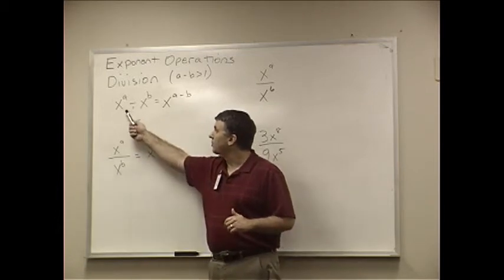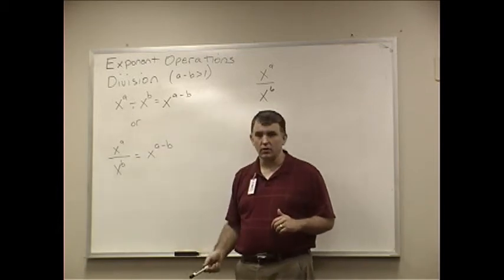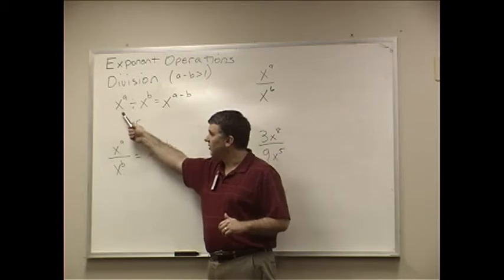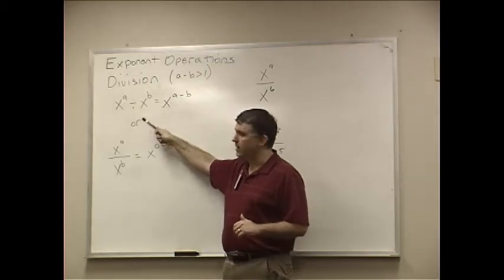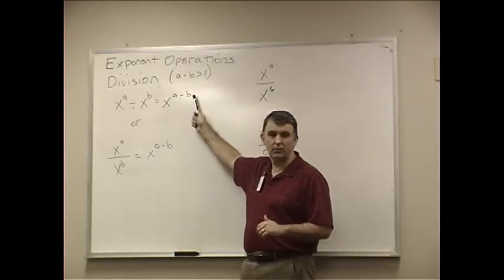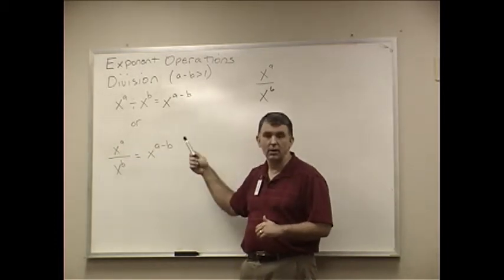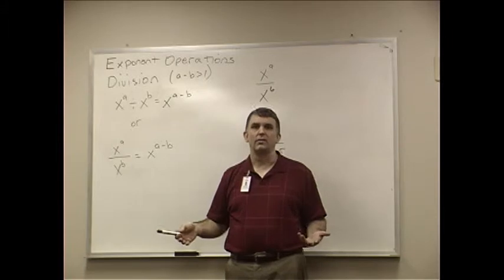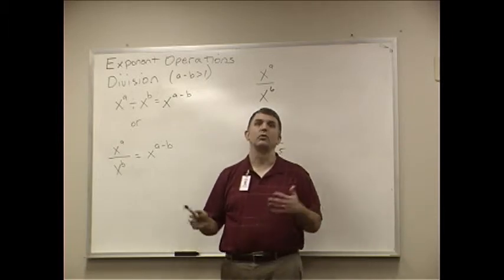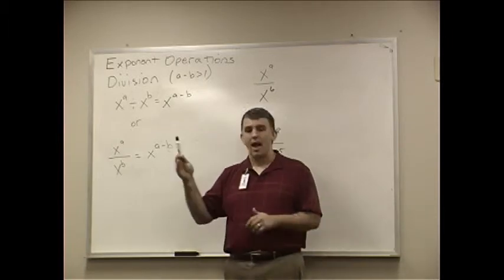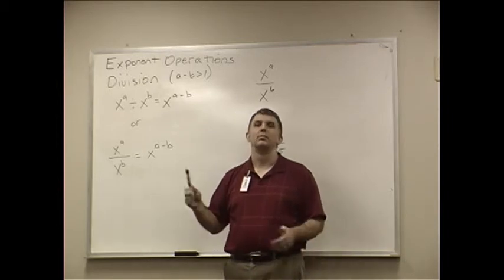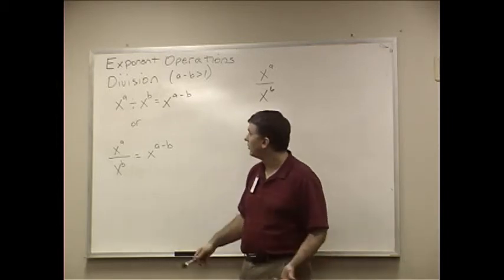So, the algebraic way of doing division with exponents, x to the a divided by x to the b equals x to the a minus b. Now, when you multiply, you add exponents, so I think it logically makes sense that when you divide, you would subtract exponents. Adding and subtracting are opposites, multiplying and dividing are opposites.